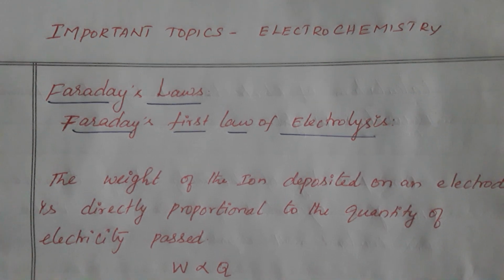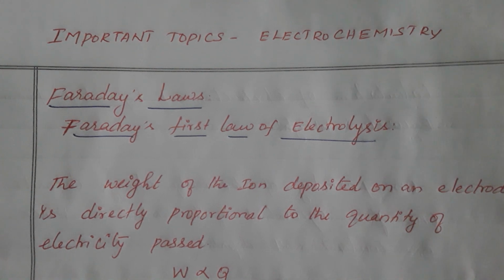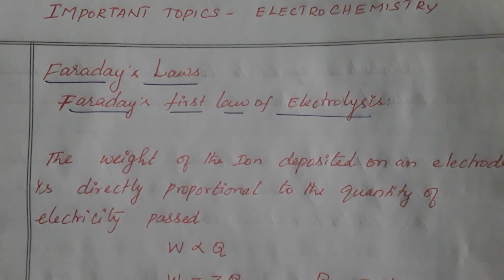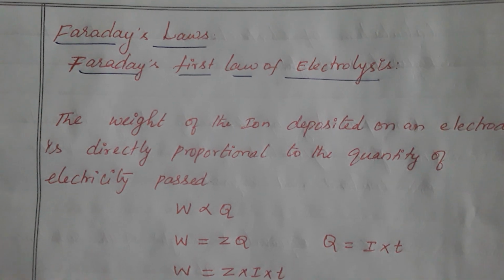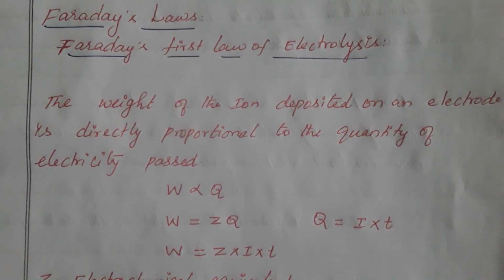Dear students, now we are going to see an important topic in electrochemistry, that is Faraday's law. Faraday has two laws, first law and second law. First we are going to discuss the first law of electrolysis. We know that when we pass the current, chemical reactions take place, and then you can obtain pure products. So electrolysis is nothing but passing the current and breaking down the reactant to get the pure products.